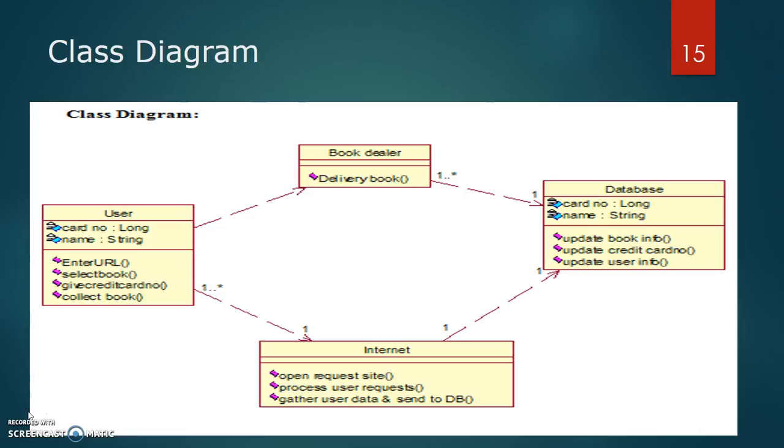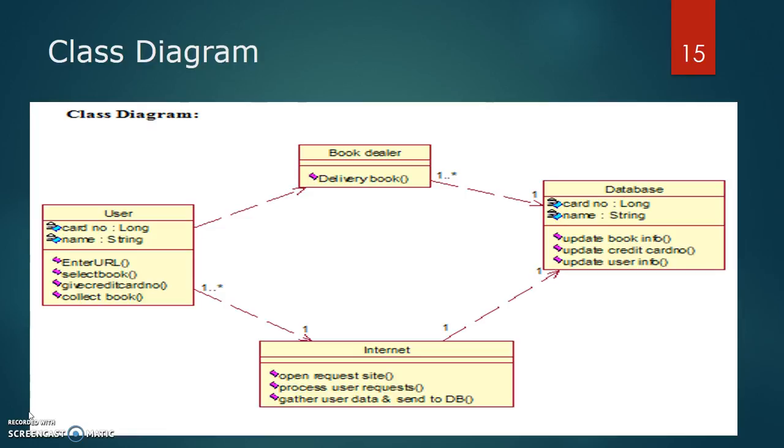This class diagram shows the structure of the classes and the attributes they use and the methods they perform. Here the classes are user, book dealer, database, and the internet. From the class user, the attributes it uses are the card number and the name, and the methods it performs are entering URL, select booking, giving credit card information, and collecting book.